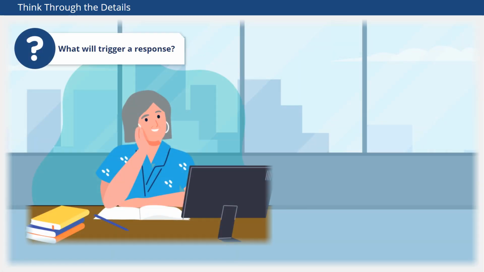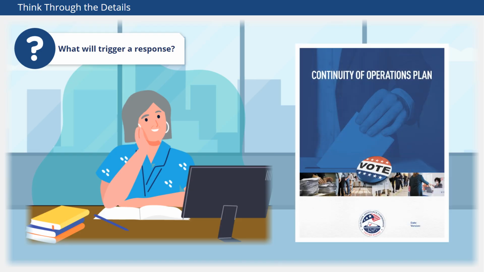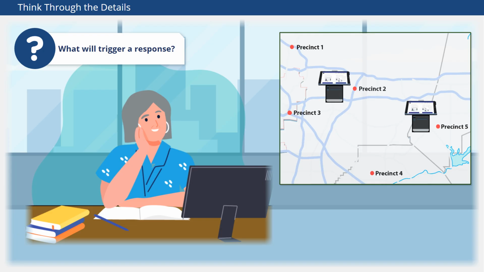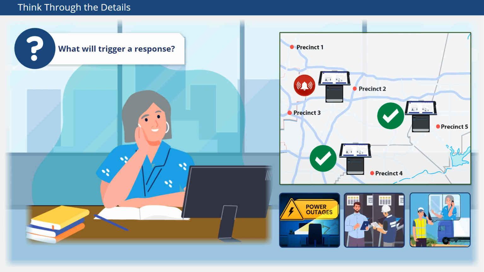What will trigger a response? It's time to activate your COOP when an incident threatens an essential function. Think about the triggers that might activate your COOP. For example, your plan might be triggered if electronic poll books in multiple voting locations are not working across your jurisdiction when polls open, but not if election workers are having difficulty with them at only one voting location. Triggering events may be power outages, technology failures, supply chain disruptions, or any other disruption.